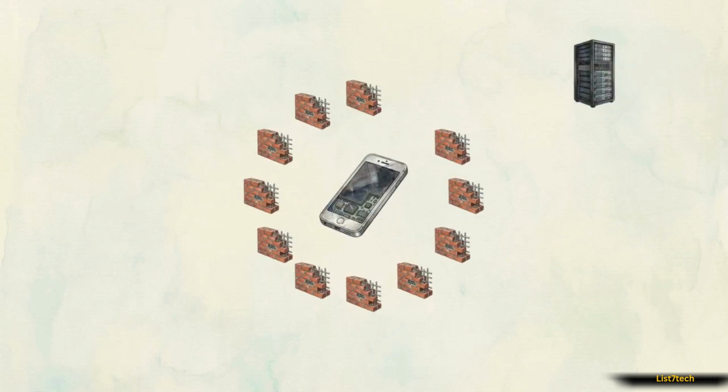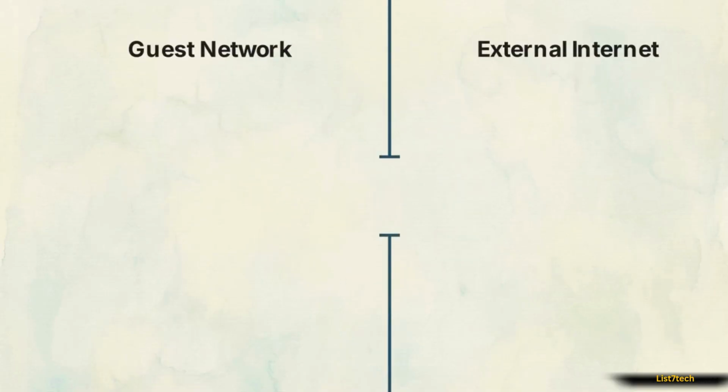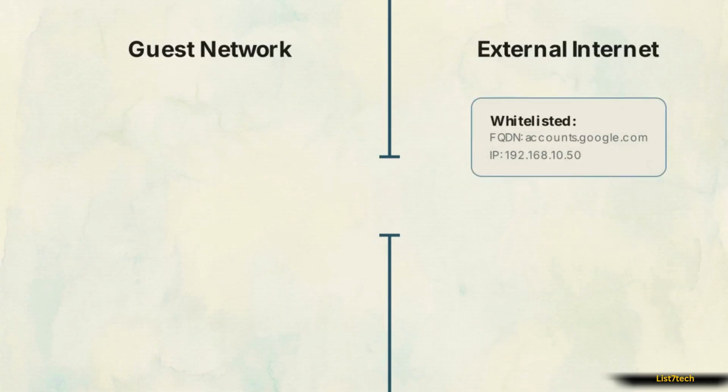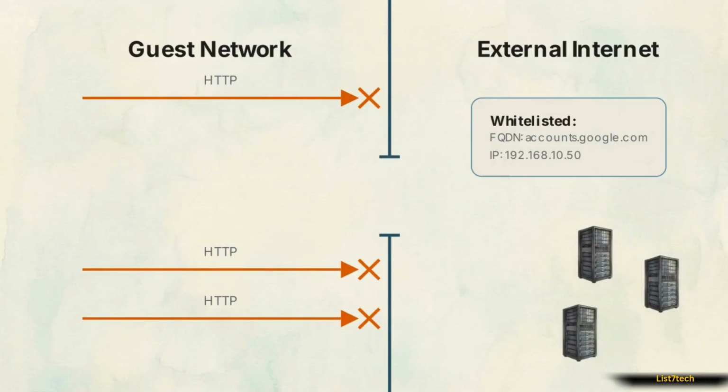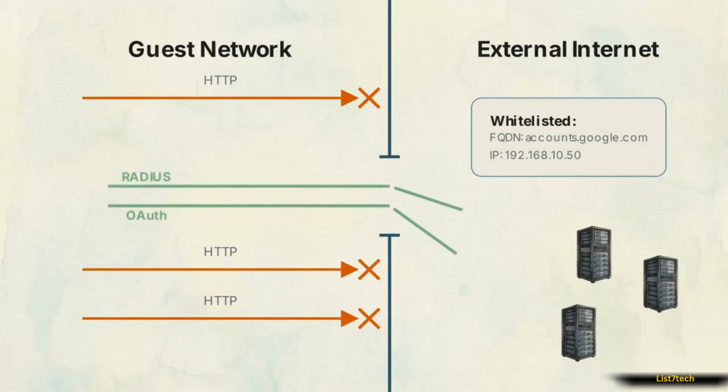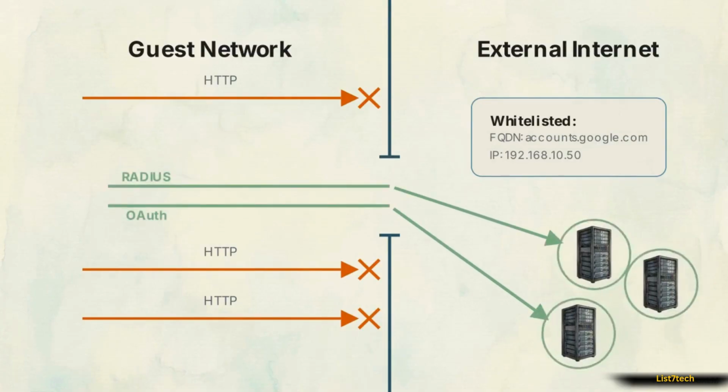a walled garden, permitting specific outbound traffic before the user is fully authorized. This logic gate flowchart illustrates that walled garden in action. The network administrator whitelists specific fully qualified domain names and IP addresses. Standard internet requests hit a dead end, but RADIUS or OAuth traffic to authentication servers passes cleanly through the perimeter.